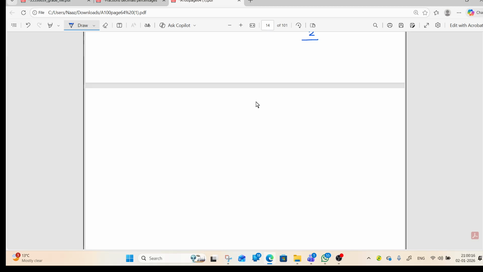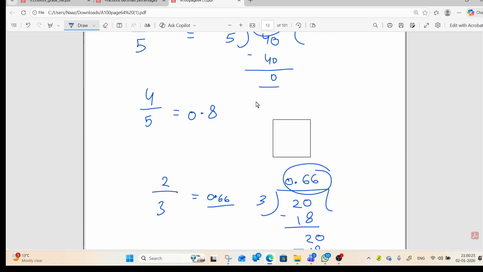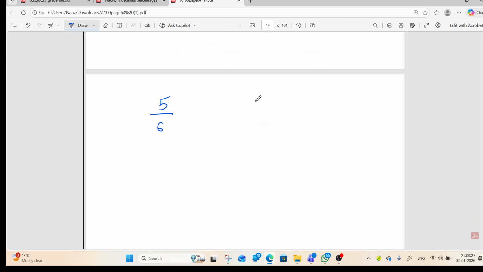Let me give you one question. Can you try this, 5 over 6? Did you get how to do this? Try this 5 over 6. Just do it till two decimal places, okay? That means two digits after the decimal. That is okay.